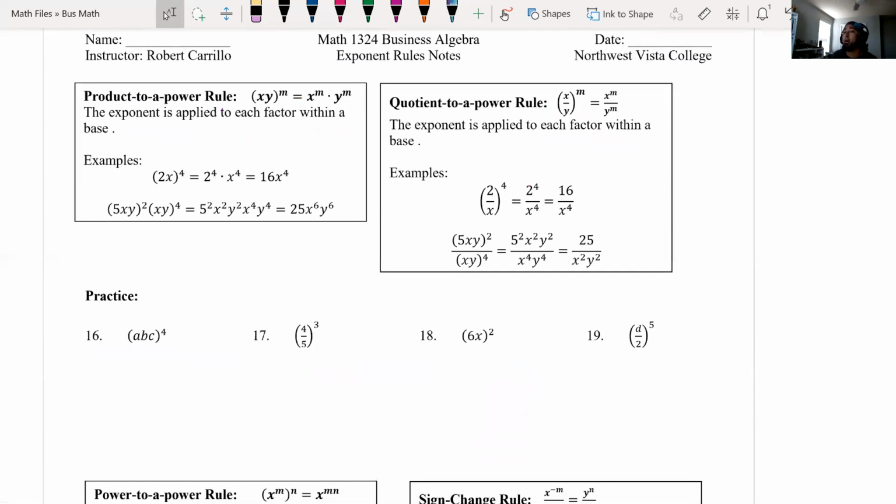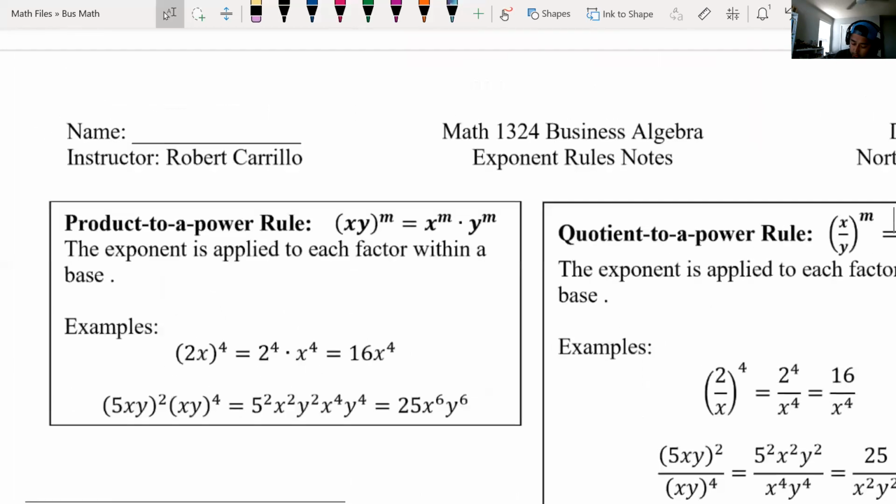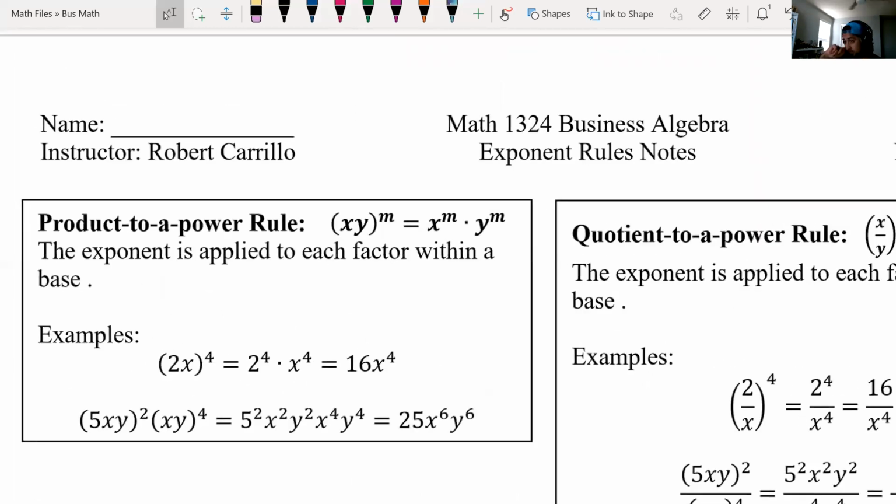More rules. Whew, so many rules. All right. First up is product to a power. So if there's a product of two or more factors within a parentheses and they're raised to an exponent, then you can raise them separately to that exponent.